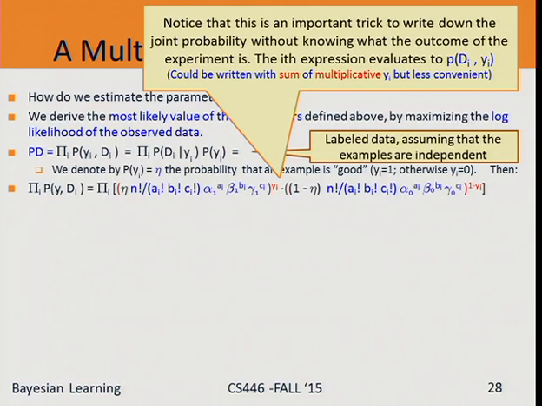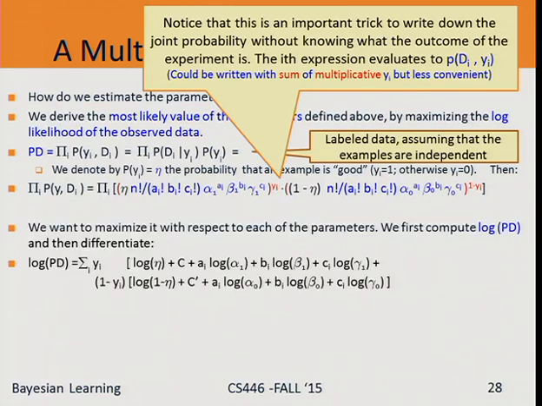Okay, now that I have this closed form expression for the likelihood, I want to maximize it. So you know how to maximize likelihood. We've done this before. First of all, I'm going to take the log because it makes things easier. When I take the log, these exponents are going to move to become products. So it's yi times something. And the something is the sum of logs with the ai, bi, ci that were here in the exponent becoming the coefficients. And the same thing here with 1 minus yi.